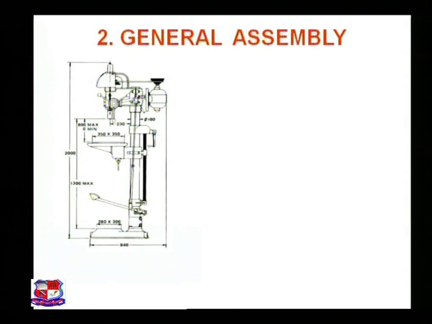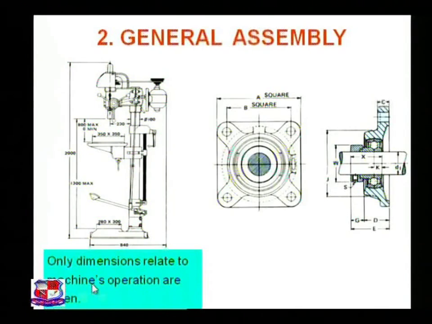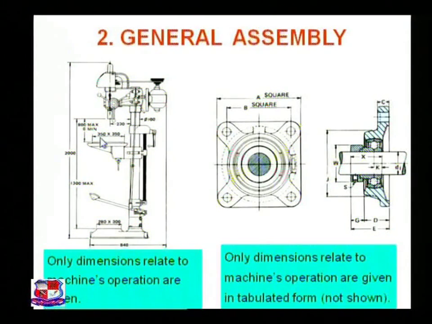Another general assembly. This is the general assembly. Only dimensions related to the machine's operation are given. All the dimensions are not needed over here. Only those dimensions which relate to the machine's operation are mentioned over here. For example, in this machine, these are the parameters: width of the table, maximum height and minimum height of this drill are to be inserted over here.